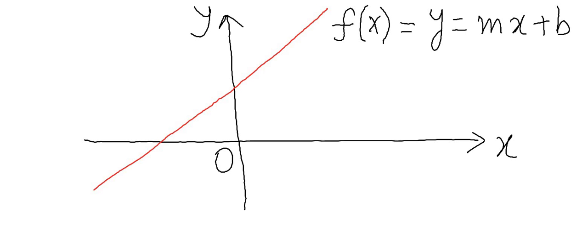Now b is this distance, which is the intercept on the y-axis, that's the length of that line segment. So the coordinates of this point are x is 0 and y on the y-axis is the length of b.